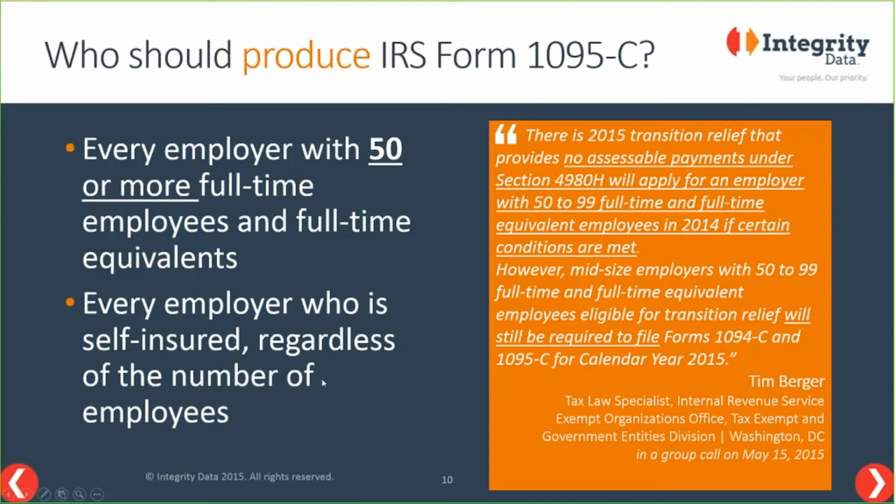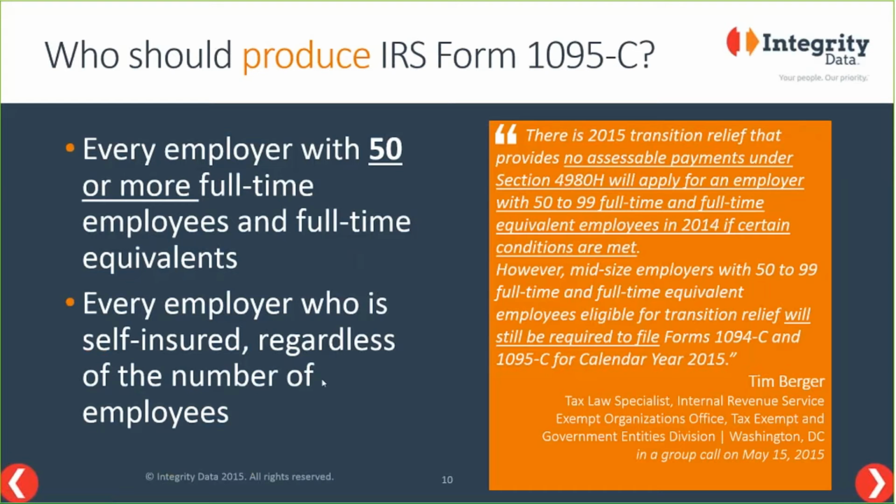All right, who should produce Form 1095-C? I mentioned earlier that every employer with 50 or more full-time equivalents needs to be compliant. That's the definition of an applicable large employer. And when we get into the demonstration, we'll walk through that calculation so you know how to determine that. But every employer with 50 or more full-time equivalents must provide a 1095-C to their employees. Also, every employer who is self-insured, regardless of the number of employees.